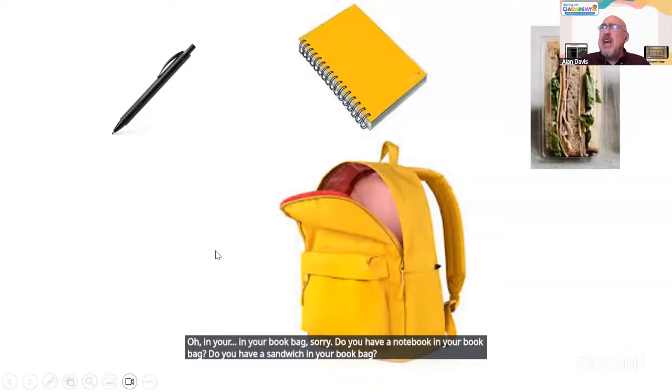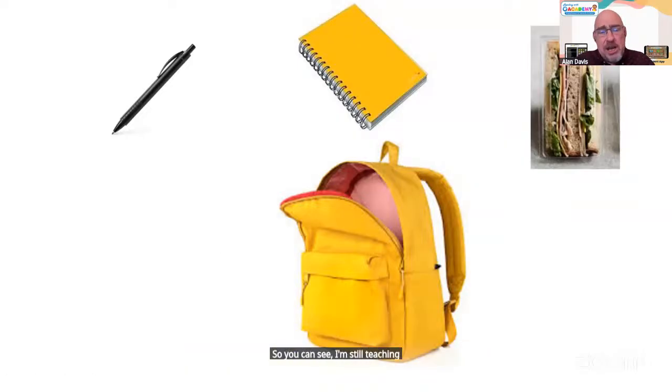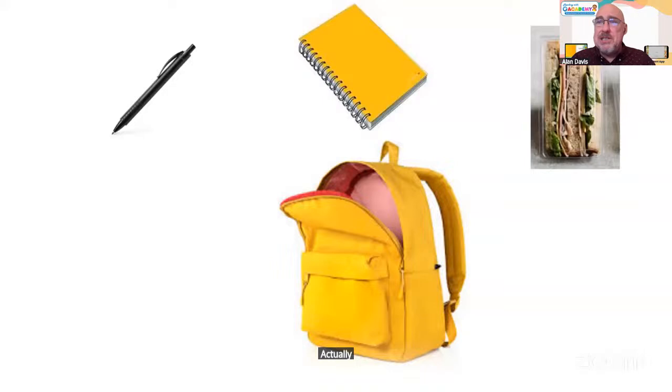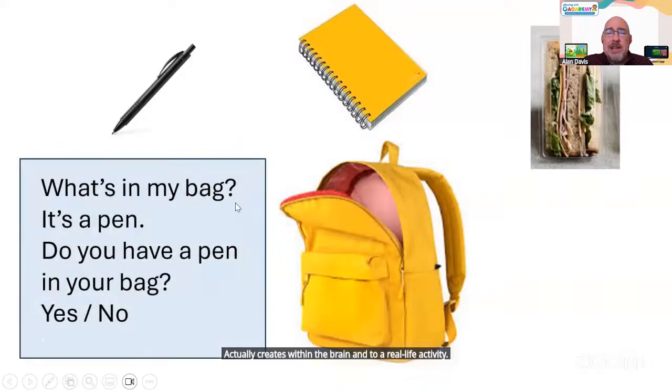So you can see I'm still teaching the grammar. It is a pen, it is his notebook, it is a sandwich, but I'm actually connecting it to something that students can relate to, that they may actually enjoy participating in, that creates a connection within the brain and to a real life activity. So I'll give you an example of what this looks like.